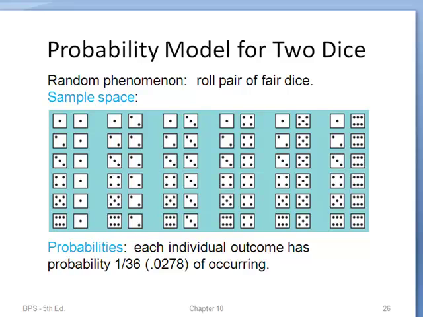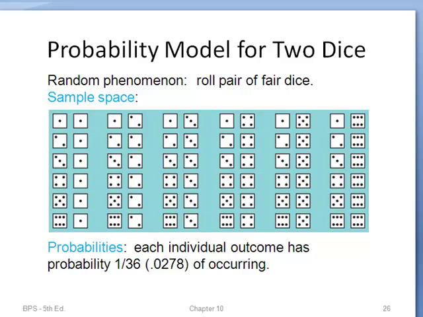We roll a pair of fair dice, and this is the possible sample space that could happen. Rolling a 1 with the one die, a 1 on the second. So we have 36 possible outcomes, each equally likely. Each one of these that we see here has a 1 in 36 chance of occurring. This is our sample space.